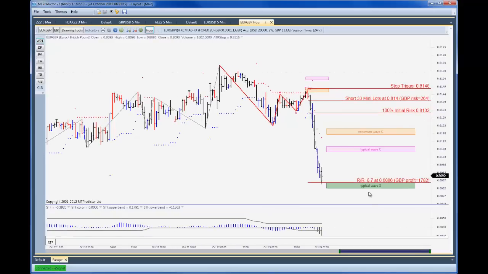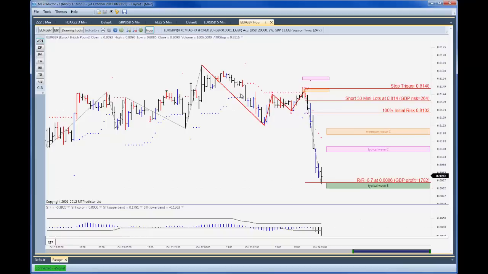And as you can see, this is a lovely trade that's unfolding at the moment, and you can see that the EURGBP has declined brilliantly and has now just reached our typical wave 3 WPT. So now you have a choice. You either can look to bank a profit of plus 6.7R.